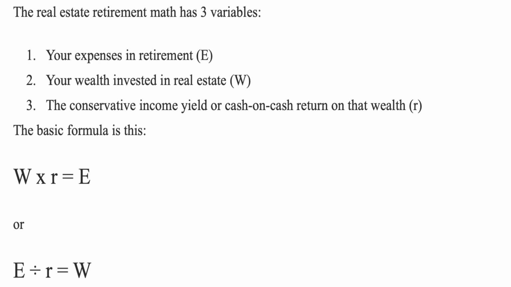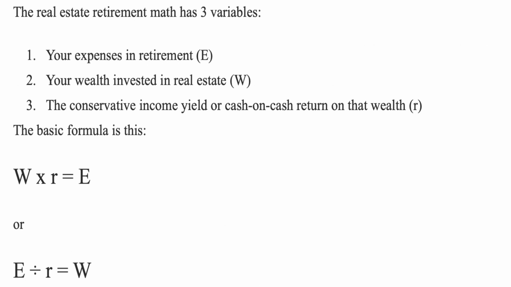Real estate retirement math has three variables. Mo, break it down. E stands for your expenses in retirement. Everybody is different. I might want to spend $100,000 in retirement. Gan wants to spend $500,000 in retirement. A little less. That number is really up to you to decide. The second one is W, which is the amount of money you have to put into real estate. And the third one is R, which is your cash-on-cash return on your real estate investing. All those variables put together create the formula W times R equals E. Call me the Albert Einstein of real estate investing.